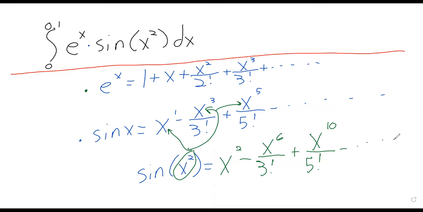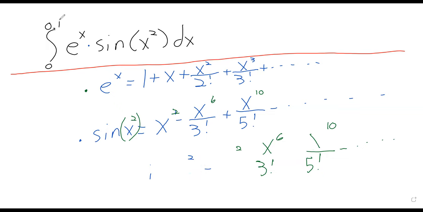Let's see, how do I want to put this on the whiteboard? Let's edit this here. x squared. Then we have x to the sixth, and then we have x to the tenth. And these series go on forever. I mean, they're infinite series, but let's try using just the first three terms.